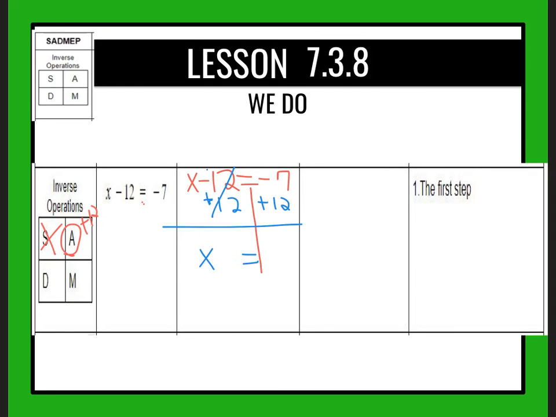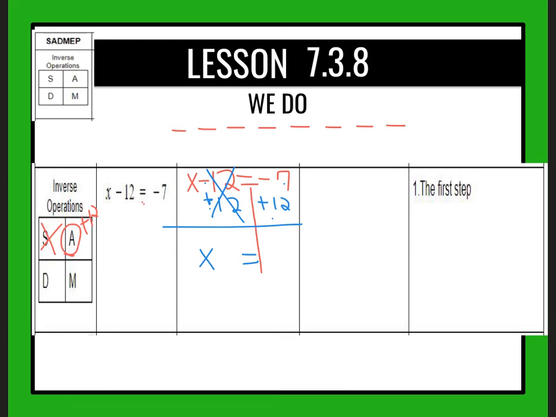x, this forms 0 pairs, right? Because remember, when I have positive and negatives, I have 0 pairs. Here I have a negative 7 and a positive 12. So remember your integer rules, right? If I have negatives and positives, I'm going to form some 0 pairs.